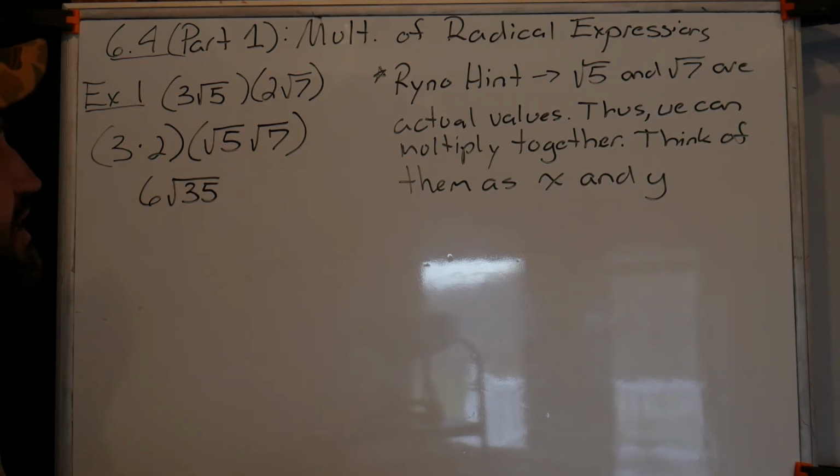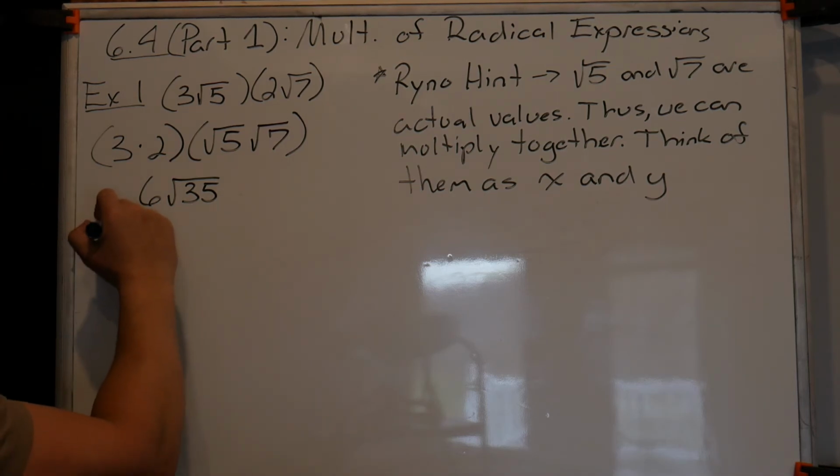You always want to double check. You don't know what the book's going to give you. But square root of 35, I can't do anything with that one. So I'm going to leave it as is.